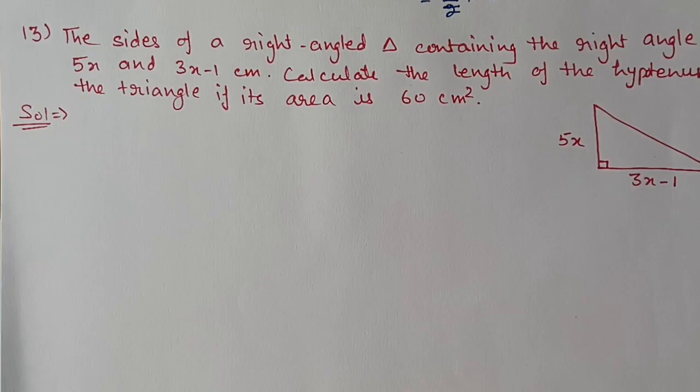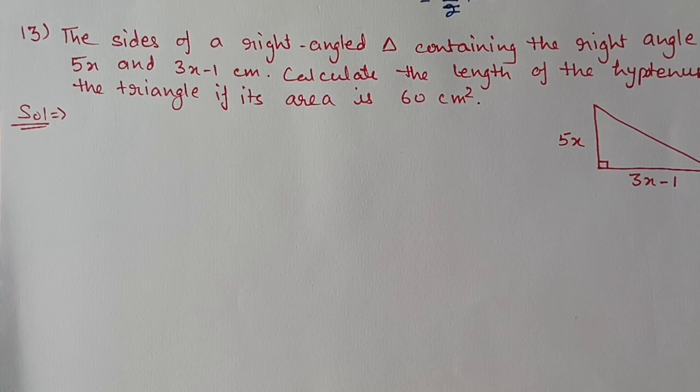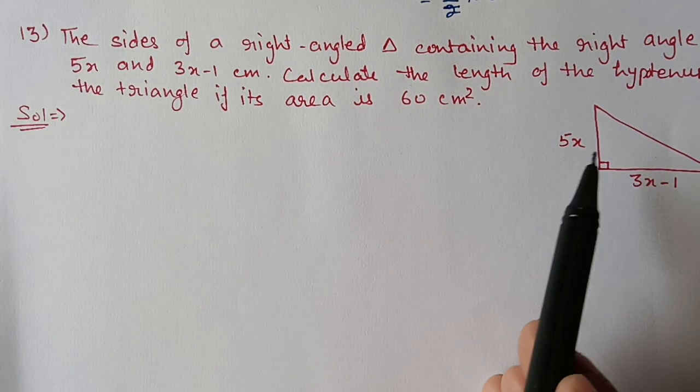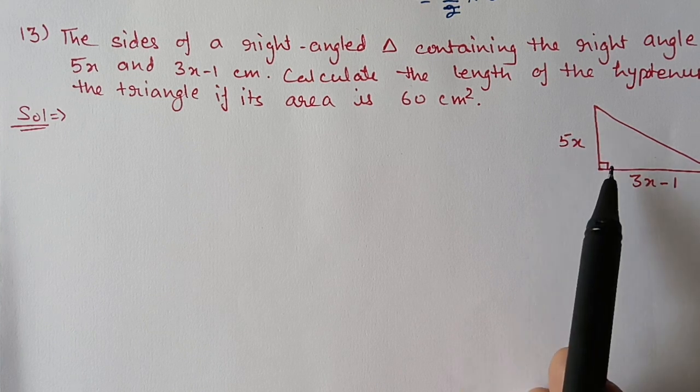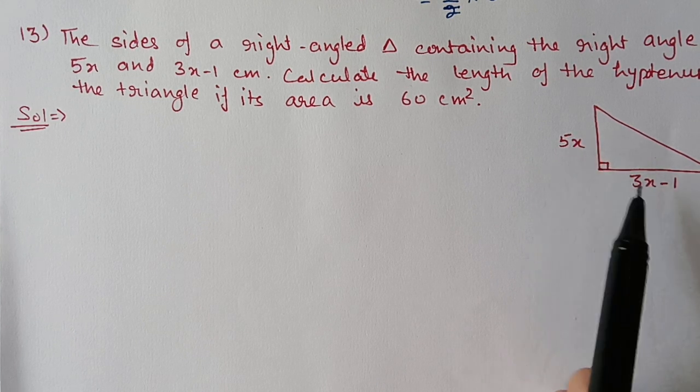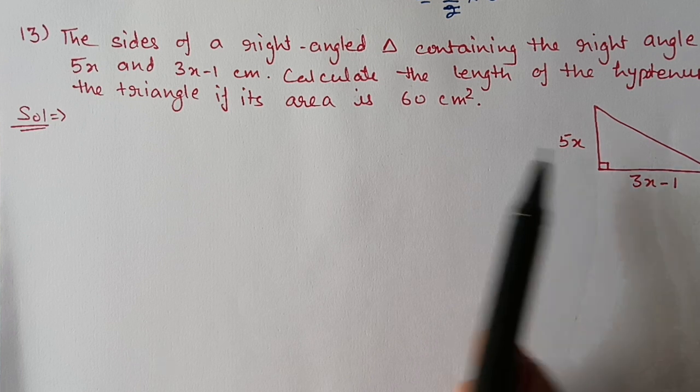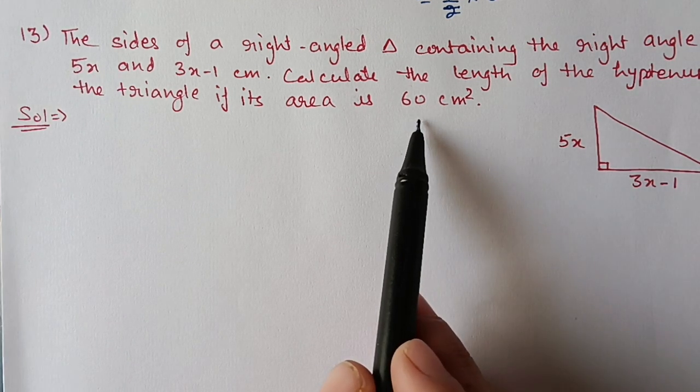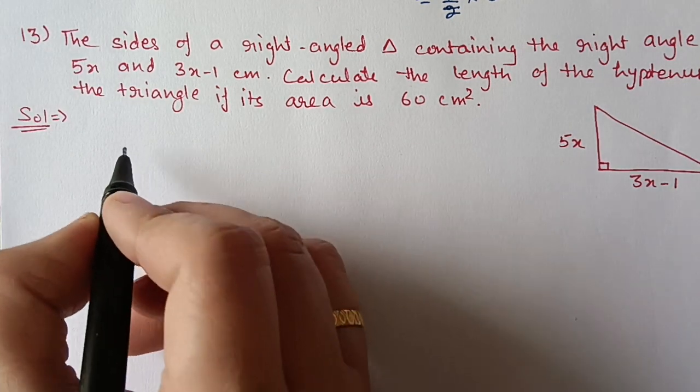Next we have question number 13. The sides of a right angle triangle containing the right angle are 5x and 3x minus 1 centimeter. Calculate the length of hypotenuse if the triangle area is 60 centimeter square. So we have a right angle triangle. These two sides which contain the right angle are 5x and 3x minus 1. And area is given as 60 centimeter square. So we can start from area.